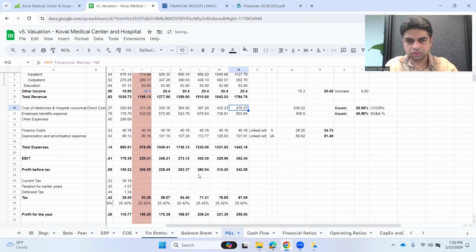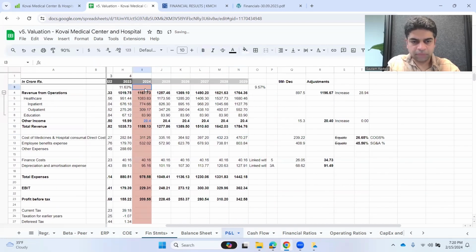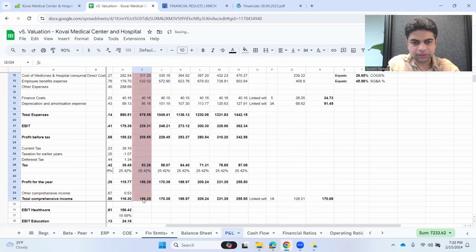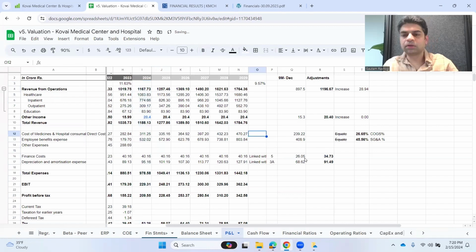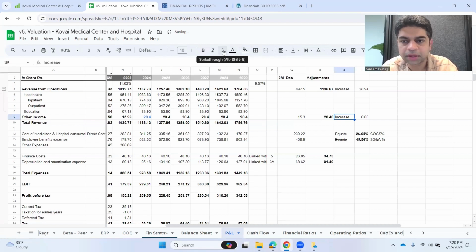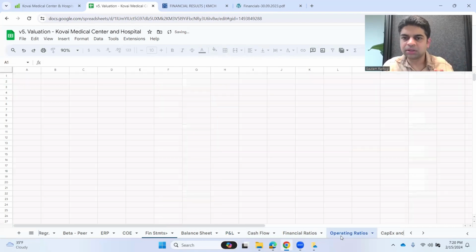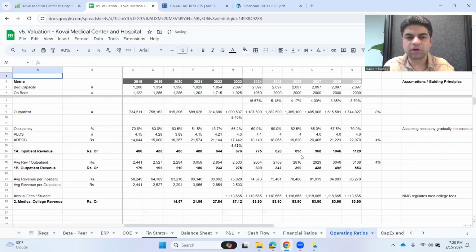Okay. All right. And now let me remove this color as well, overall color. Okay, so this is done as well. Where did it go? Yeah. All right, so the only adjustment that's left is increasing revenue. So let's go to operational ratios, because that's where we had estimated the revenue drivers.